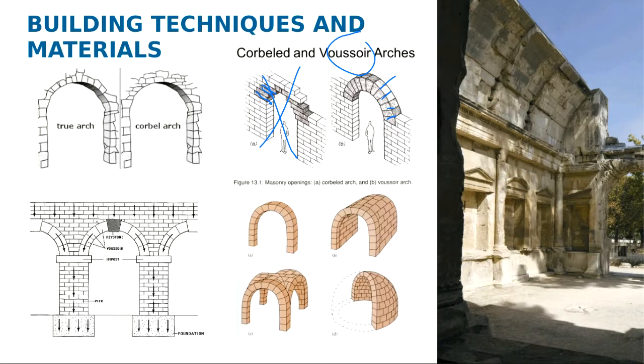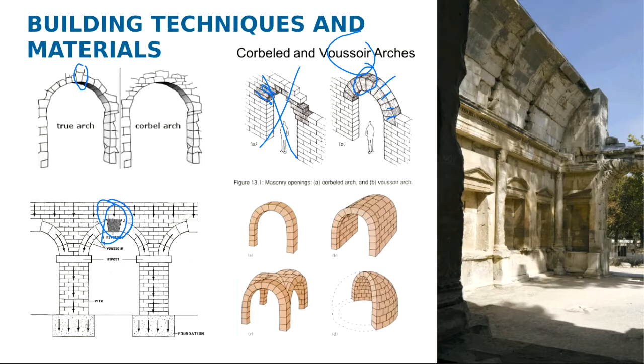When they're building, it does require a temporary timber formwork or centering to support the voussoirs as they're being laid out until the last voussoir is placed, which is called the keystone. The keystone is right here, you can see it labeled. It's the very last stone that they place, but the reason it's called the keystone is that if that one is removed, the whole thing falls down. So the keystone is extremely important.